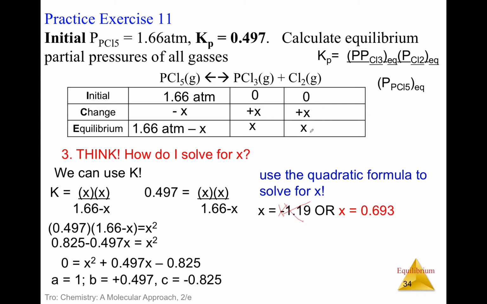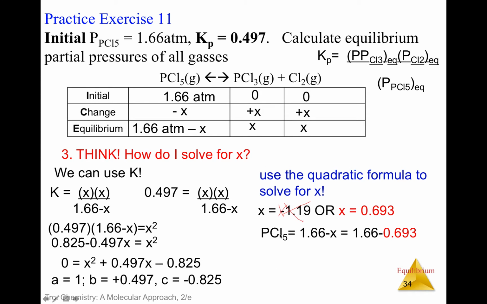So it's positive. That works for these values. Also, it's less than 1.66. So when I subtract x from 1.66, my equilibrium value for PCl5 will indeed be positive. So that's another thing to think about. Okay, now we've solved for x, we need to go back to solve the problem. The problem is asking us to calculate equilibrium partial pressures of all gases. So we use our equilibrium row.